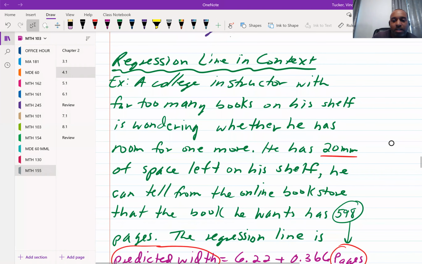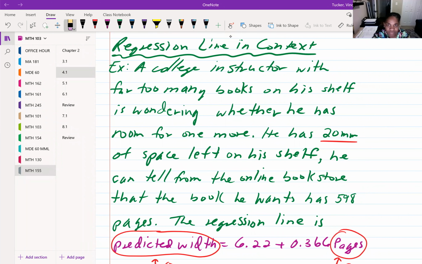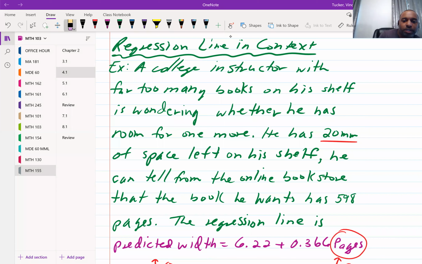The regression line is, let me erase that circle because you don't need that right yet. So they give us predicted width is equal to 6.22 plus 0.366 pages. So this is how MyMathLab gives you the regression line in this instance. I'm going to show you what that means in a second, but I'll let you guys write it out first.